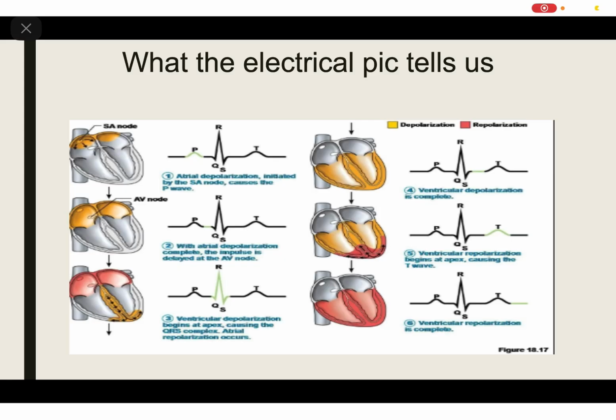All right, so again, going back over to the means by which these impulses travel, what they mean on an EKG. The SA node fires off, it discharges, it causes those atria to depolarize, then you get a P wave. Okay, that's what that looks like on the ECG. The SA node fires, you get a P wave.